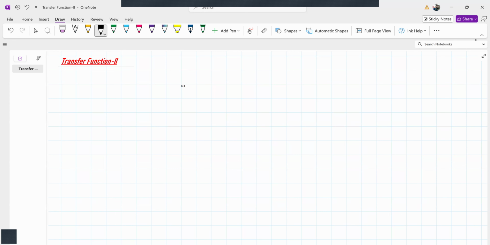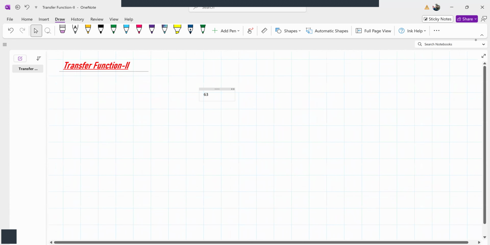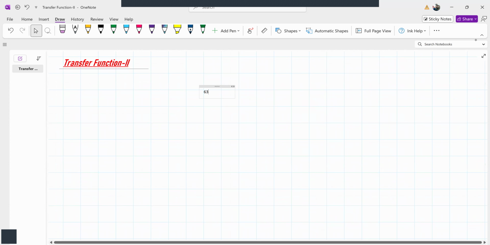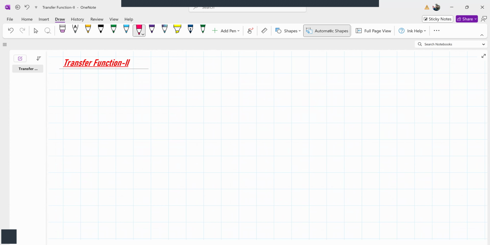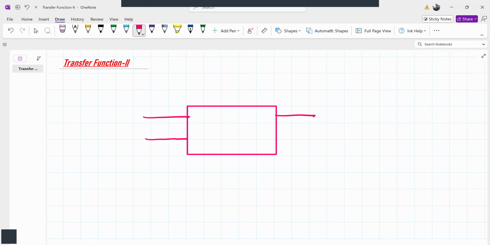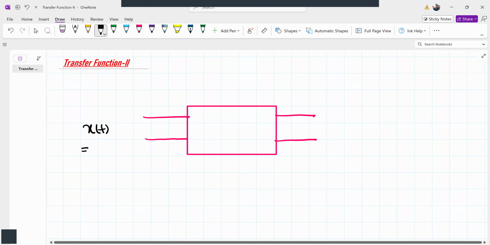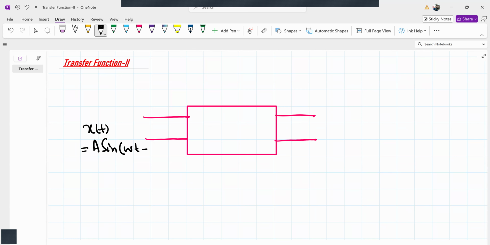Welcome. In this session, we'll learn how to determine the output of a network or system directly from the transfer function. Let's suppose our system, network is this, and the input to this network is x of t. X of t can represent voltage or current. Let's suppose this is A sine omega t plus theta.